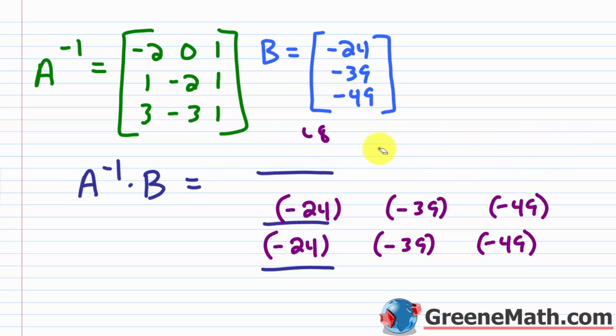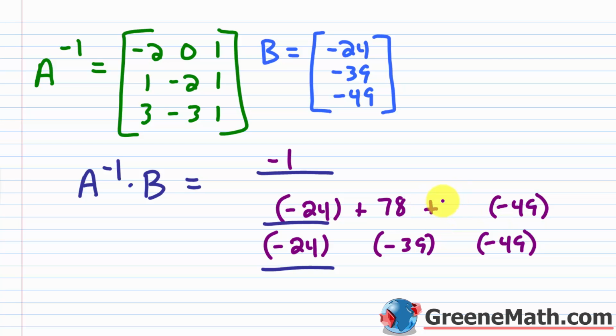So that is your first entry. So this is negative 1. Then for this one, again, you're doing this row times this column. So 1 times negative 24 is negative 24. Then plus you have negative 2 times negative 39. We know that's positive, and 2 times 39 is 78. So let's just say this is 78. And then you have this 1 times this negative 49. So that's just negative 49.